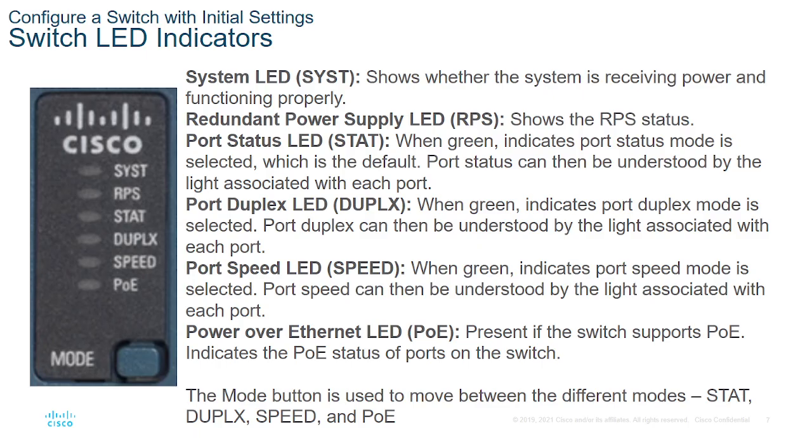And then we have what they call the mode button at the bottom. Now this one is used to move between the various modes. Whenever you click on mode, it will move from sys to RPS to start, duplex, and speed. So you're able to move across all those various modes using the mode button.